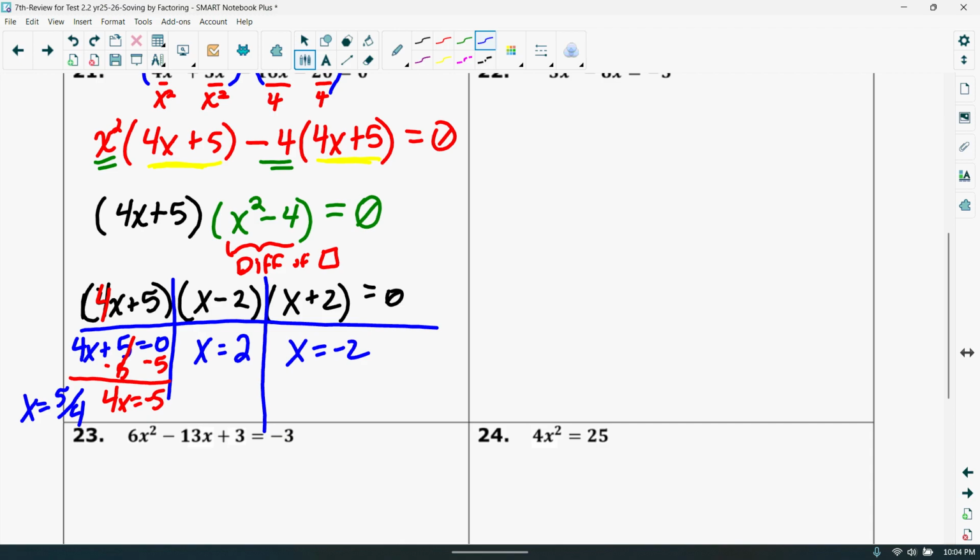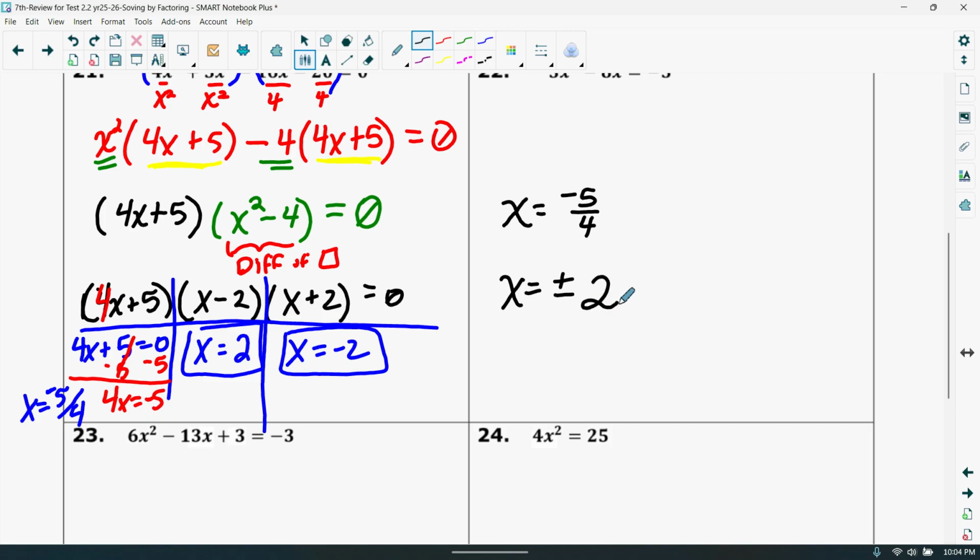So there are 3 solutions here. The positive, excuse me, or no, did I miss my sign again? I did. The negative 5 over 4, sorry. The positive 2 and the negative 2. So some people might, and I'm going to write it over here, write this as x equals negative 5 over 4 and x equals plus minus 2, like that. Okay. So that is the solutions for 21.